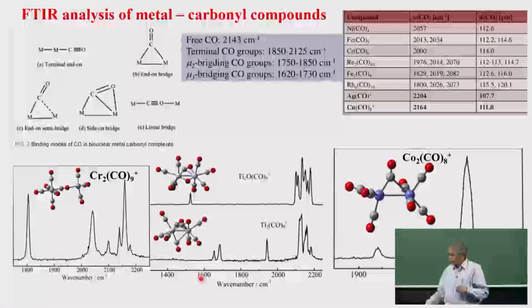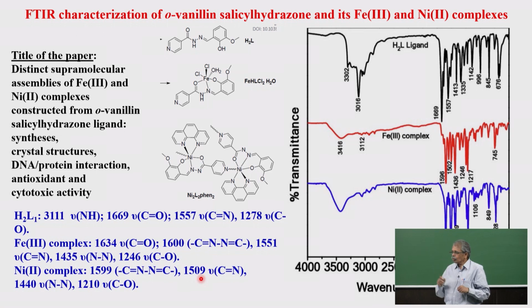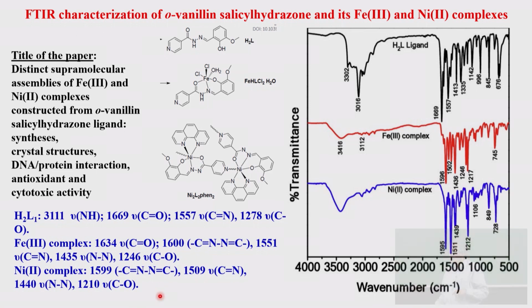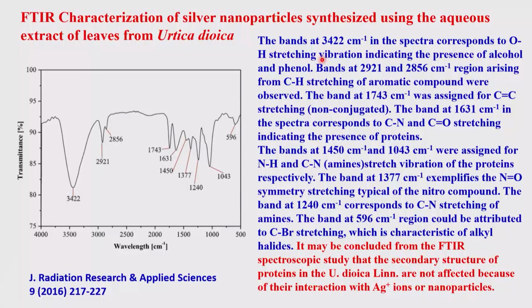So this is where we have also looked at another example of a coordination complex of the vanillin salicyl hydrazone in the free form, and when it is bound to iron, when it is bound to nickel, and you can see the corresponding differences in the vibrations, and based on that you can talk about the complex formation, etc. So all of those are there. Now let us look at some specific application based examples of using the IR spectral data.